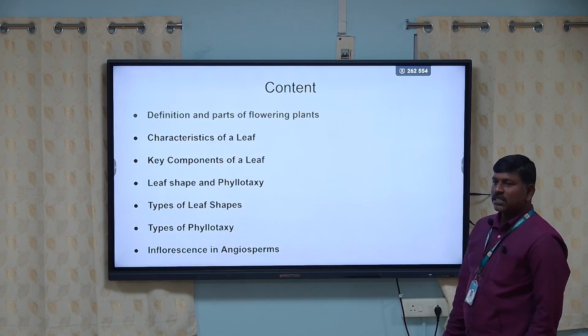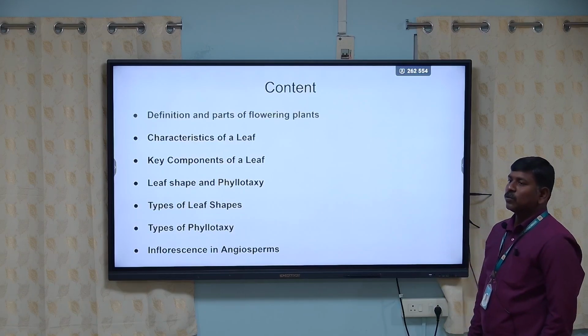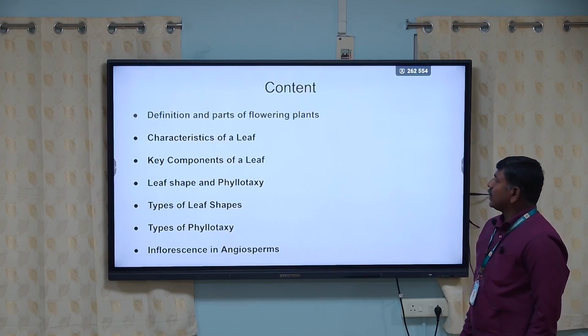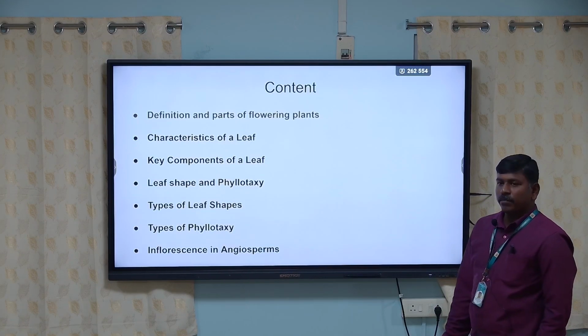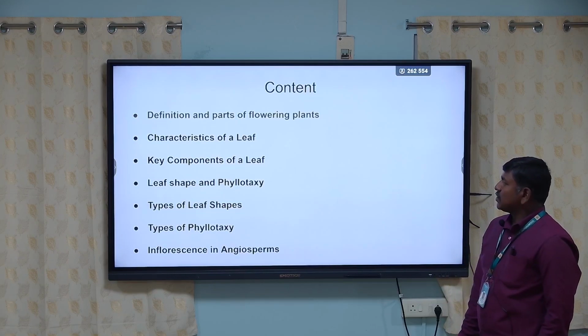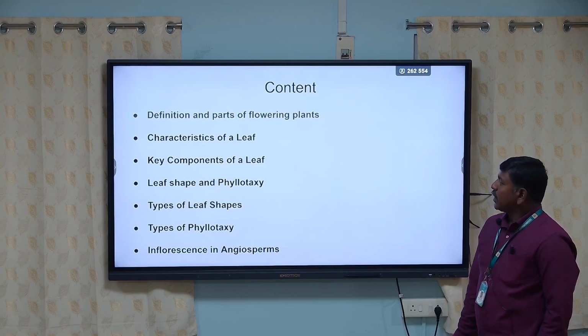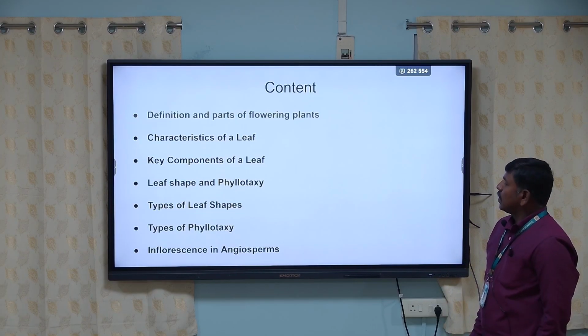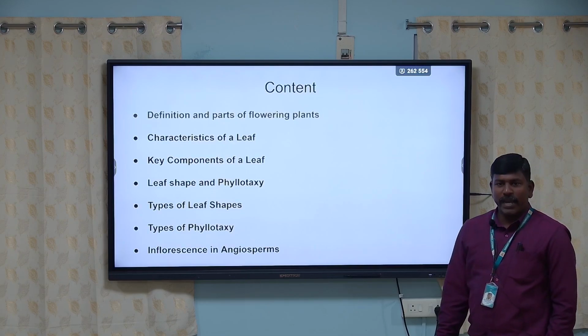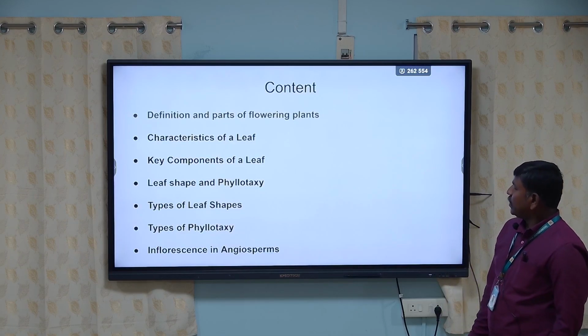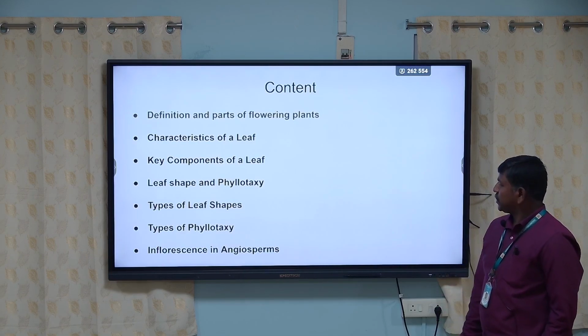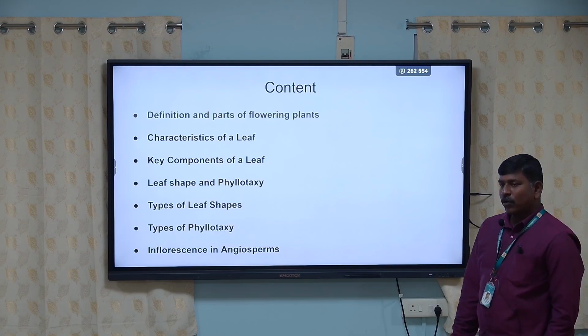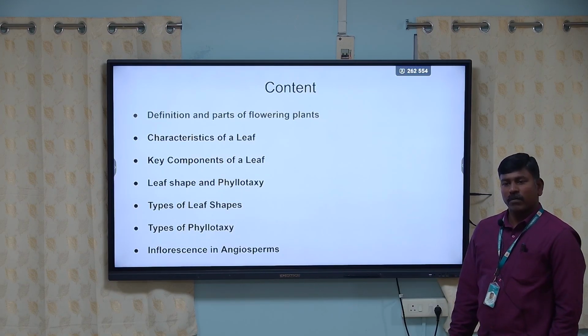This is the content we are going to study today: definition and parts of flowering plants, characteristics of leaf, key components of leaves, leaf shape and phyllotaxy, types of leaves, types of leaf shapes, types of phyllotaxy, and finally we are going to see the inflorescence of angiospermic plants.